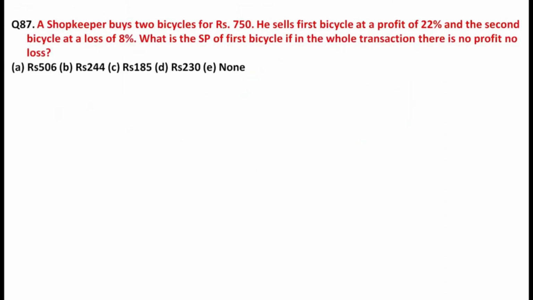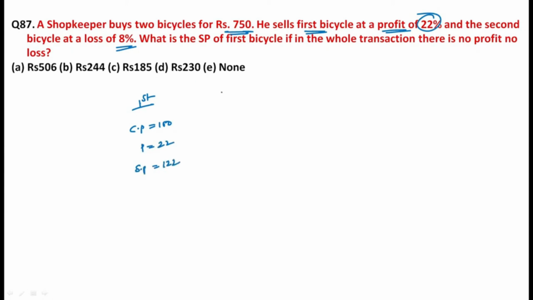Now, a shopkeeper buys two bicycles for 750. The first bicycle sells at a profit of 22% and the second bicycle at a loss of 8%. What is the selling price of the first bicycle? The entire transaction is no profit and no loss. So the first bicycle profit is 22%, which means cost price is equal to 100, profit is equal to 22, and now the selling price is equal to 122.